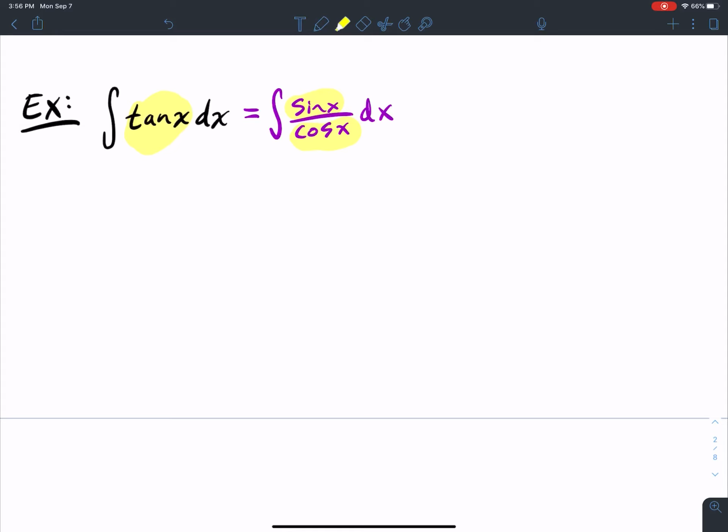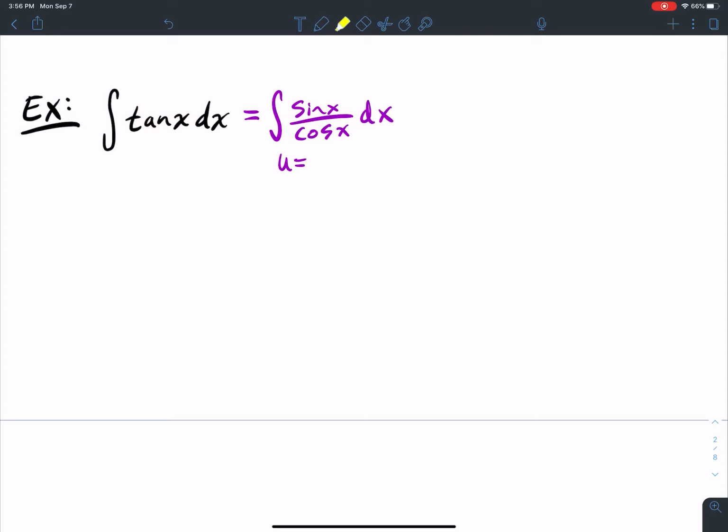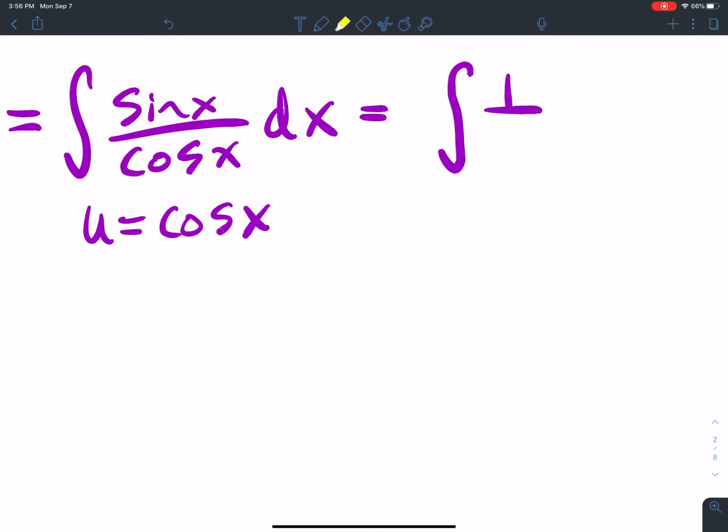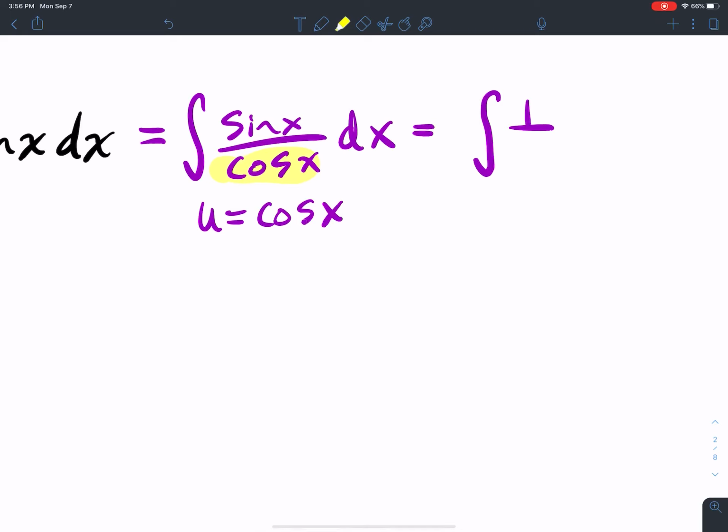So using that clever identity there, I'm going to make a u-substitution. I'm going to let u equal the cosine of x. And when I let u equal the cosine of x, I can replace cosine x with u here. So this is 1 over u for the 1 over cosine x. And then du, the derivative of cosine, is negative sine x dx. Well, guess what? I have a sine x dx.